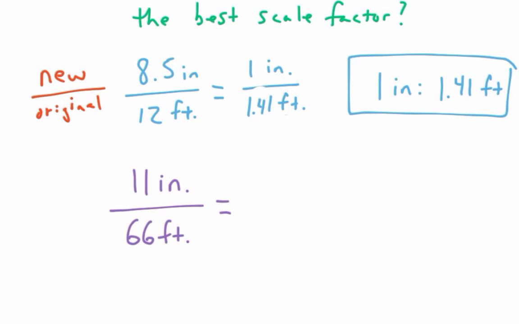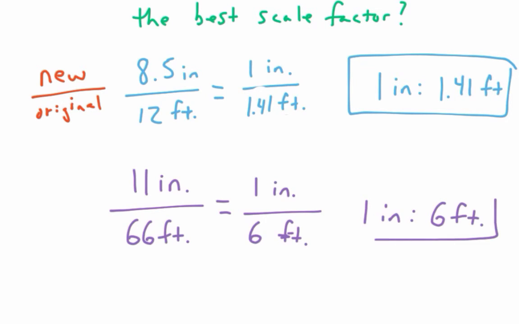And if I want to change this into a 1 inch over a certain number of feet, to do that I could do my 66 divided by my 11, because that's where my 1 is going to end up, in that 11 spot. And that gives me a 6. So I know that my scale in this direction is going to be each 1 inch is going to be 6 feet of my plane. So 1 inch on the paper is going to be 6 feet on the plane.